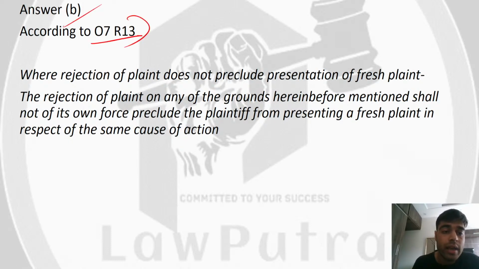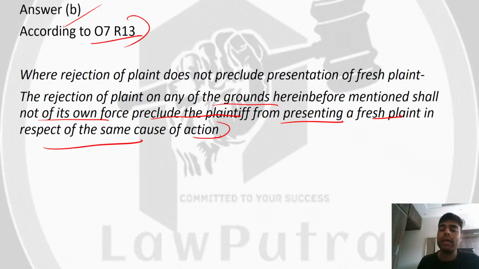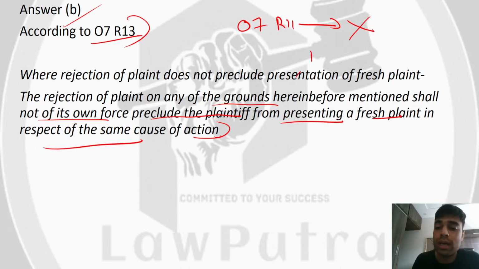It says that where rejection of a plaint does not preclude presentation of a fresh plaint, the rejection of a plaint on any ground hereinbefore mentioned shall not on its own force preclude the plaintiff from presenting a fresh plaint in respect of the same cause of action. It means that just because your plaint has been rejected under Order 7 Rule 11, that does not mean you cannot file a fresh plaint. This is different from the concept of res judicata, so don't confuse it with that.